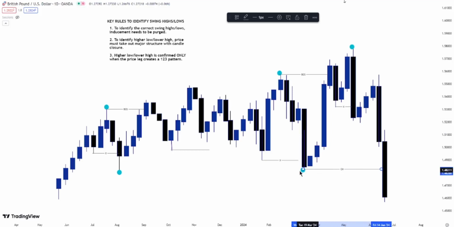All right, so these are the ways that you can stay out of trouble. If you don't want to be trapped by all these CHOCH or break of structure concepts, please follow these 3 rules. Watch this video over and over again. I bet you it's going to tremendously improve your trading.